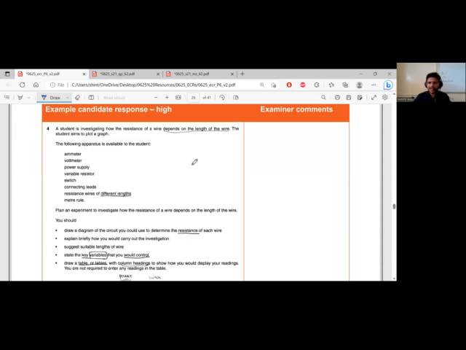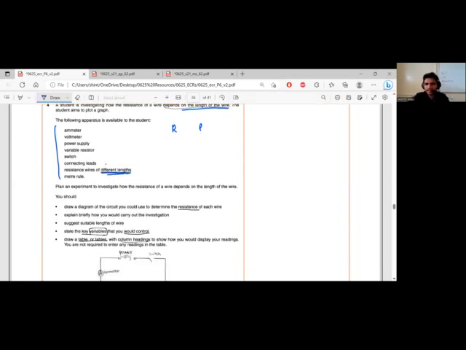Now, the ideal way of doing this question or approaching this question is to underline the keywords. Okay, so here the student is investigating how resistance of a wire depends upon length of the wire. Okay, so here we are trying to find some relation between R and L. We are given a set of apparatus, and here you can see that the candidate has correctly identified the keyword and has underlined it, which you should also follow. The purpose of doing that is because sometimes you may drift off and forget about what we are trying to find the relation between.